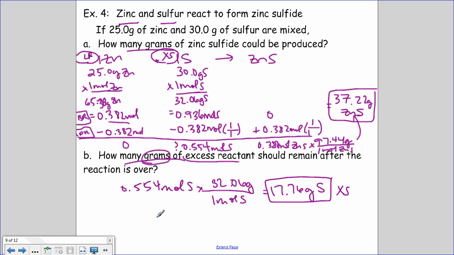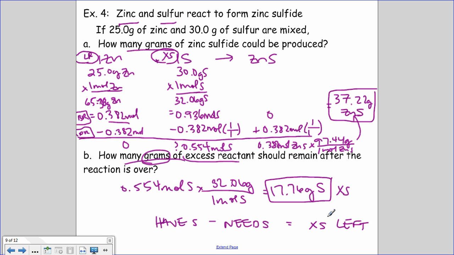Making sure if you do the have-need method, you take what you have of sulfur minus what you needed of sulfur, and that's going to give you your excess sulfur, or what we call what is left. So that's going to work out the same way, giving you the same answer.